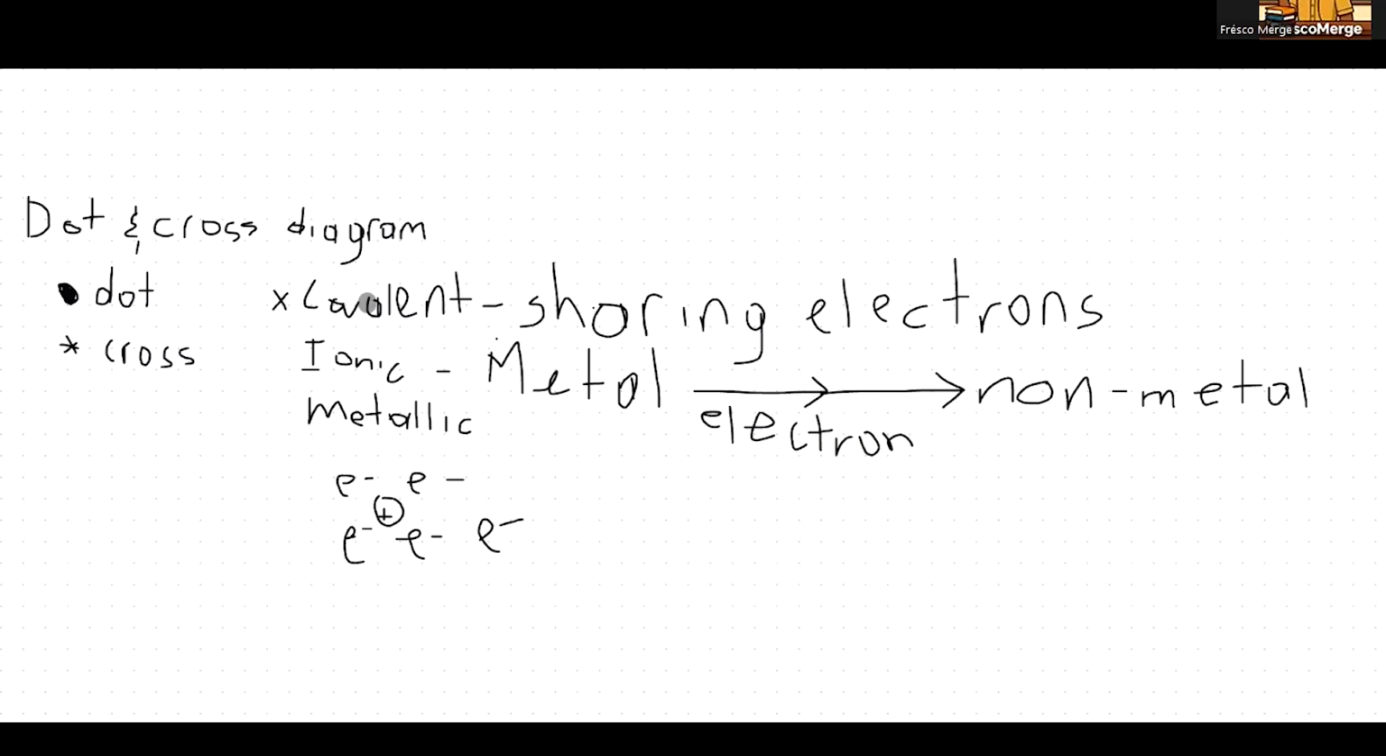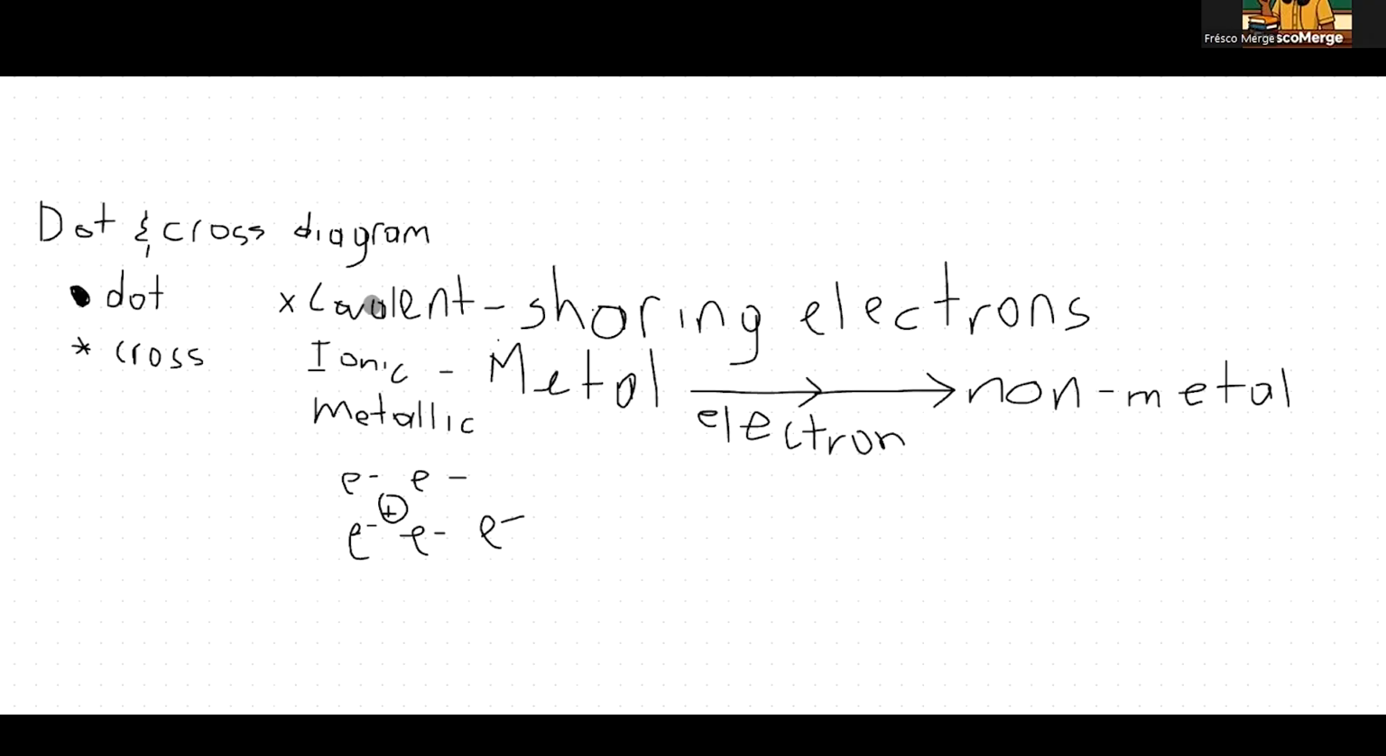Let's go to our next page. Add page. We're going to page 2. We're going to go into dot and cross diagrams as it relates to, let's say, a simple ionic bonding. Remember what we did on page 1: we mentioned that you have metals transferring electrons to a non-metal.